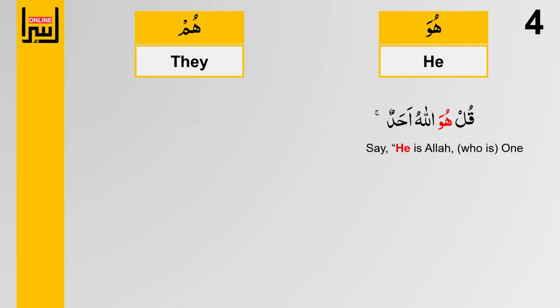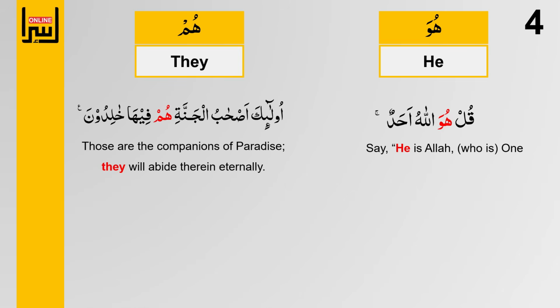An example of hum. Ula'ika ashabul-jannah hum fiha khalidun. Those are the companions of paradise. They will abide therein eternally. So hum means they.